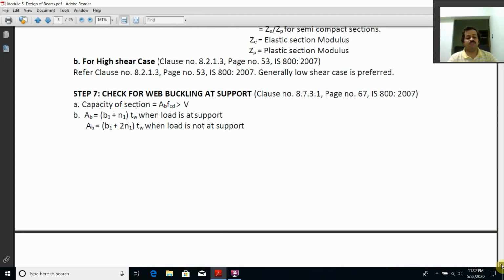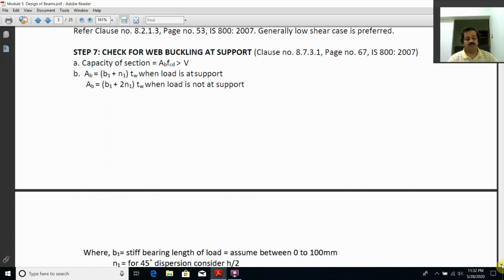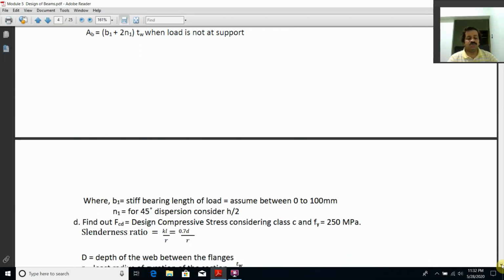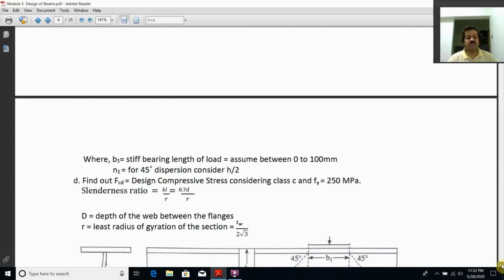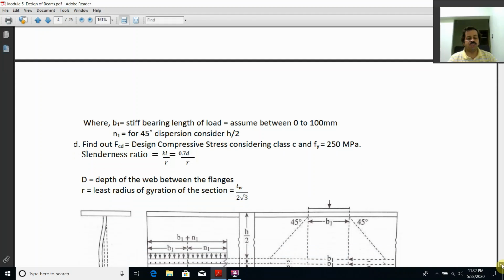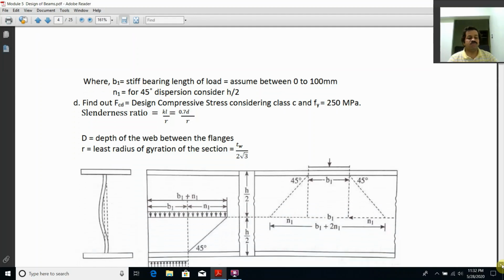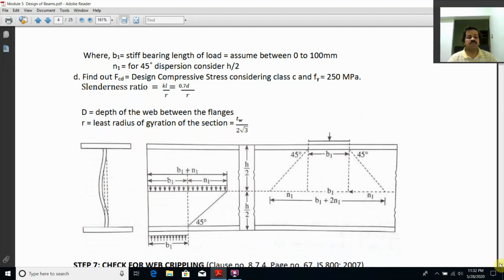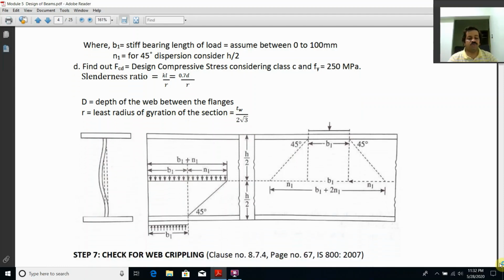If by chance it fails, we provide web stiffeners. So this is the web buckling procedure explained in the codebook. This is a pictorial representation where the web, a very thin member, tries to buckle. The formula is given as B1, which is nothing but the width of the support provided at the supports. Detailed formulas are given in the codebook.